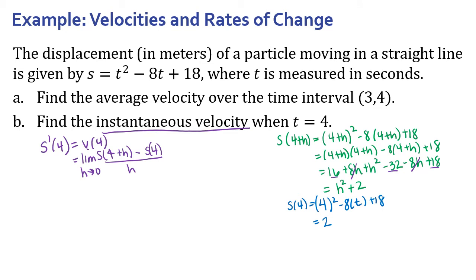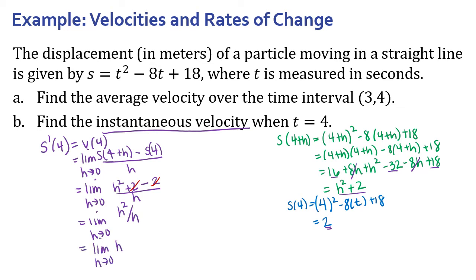Okay, so when I go to substitute those values in, I get the limit as h approaches 0 of s of 4 plus h, which I just found was h squared plus 2, minus s of 4, which is 2, all over h. So those are going to cancel, and I'm left with h squared over h, the limit as h approaches 0 of h. And now at this point I can actually substitute that 0 in. So when I do that, I'm going to get 0.